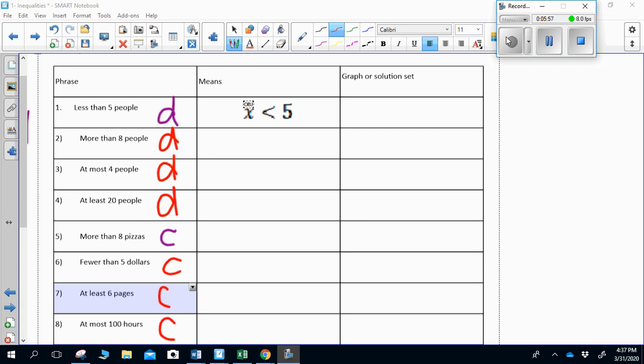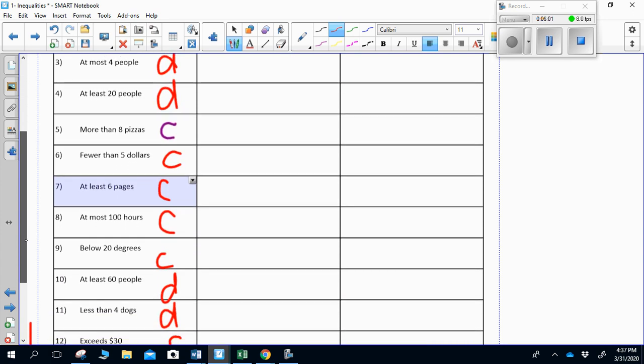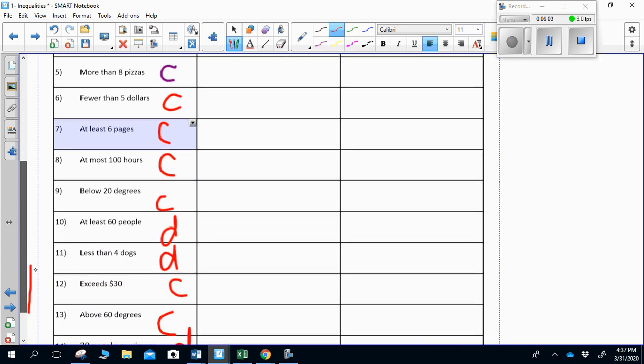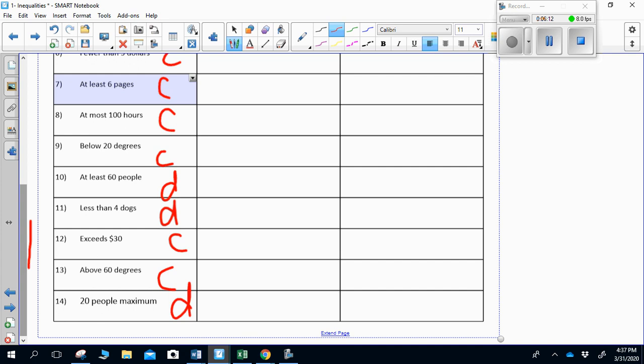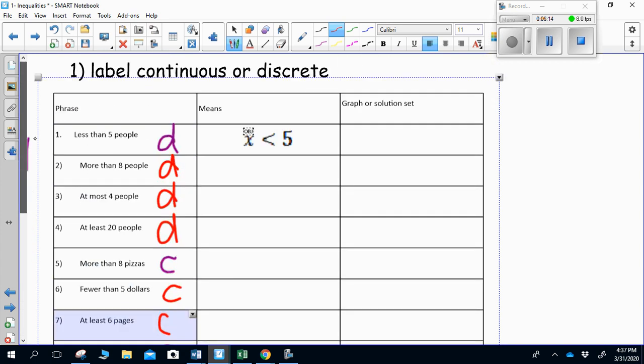So let's see if you got these right. We have people, so it's discrete. And we have pizza, that's continuous. Dollars, pages, hours, degrees are all continuous. People and dogs are discrete. Dollars and degrees are continuous. And then people, once again, is discrete.